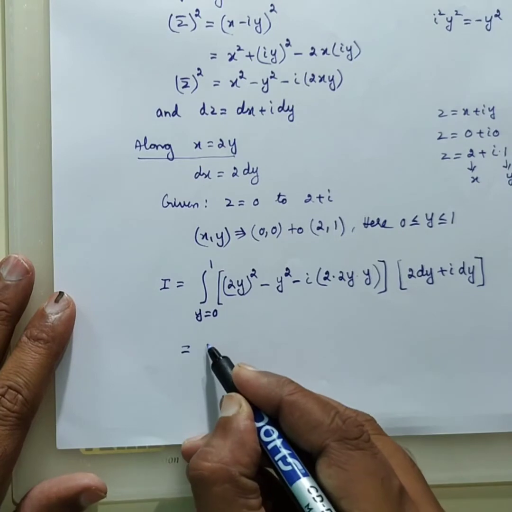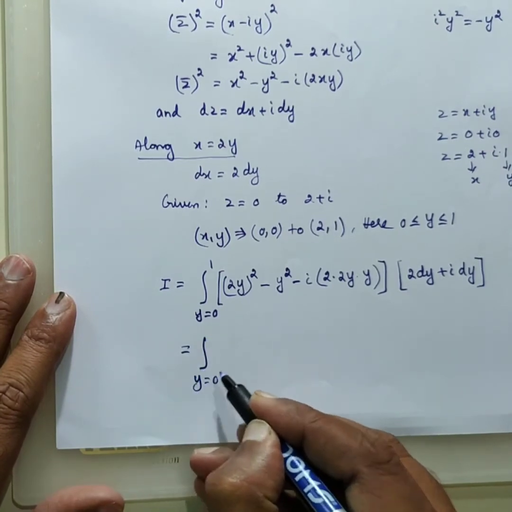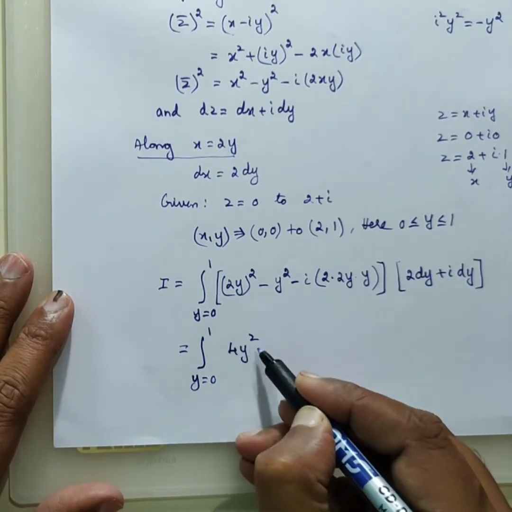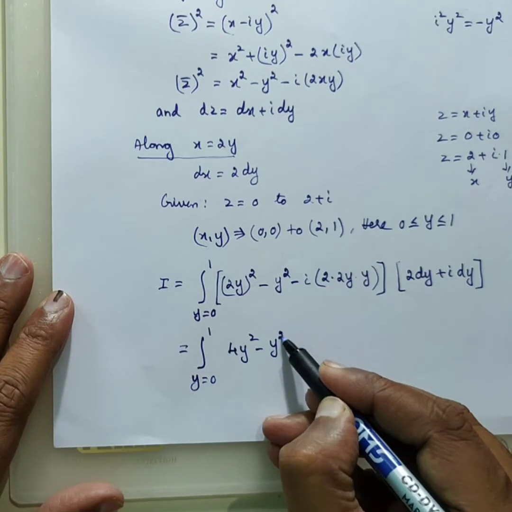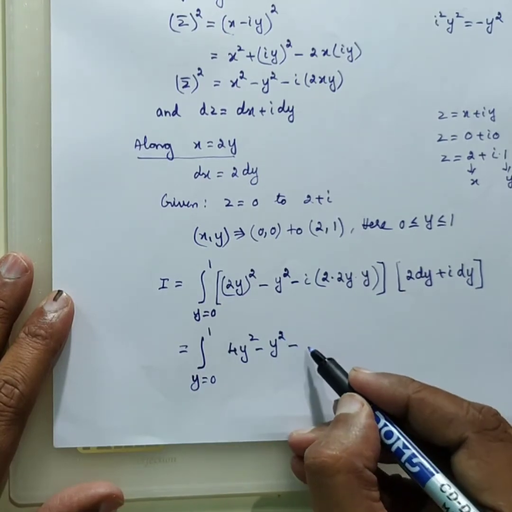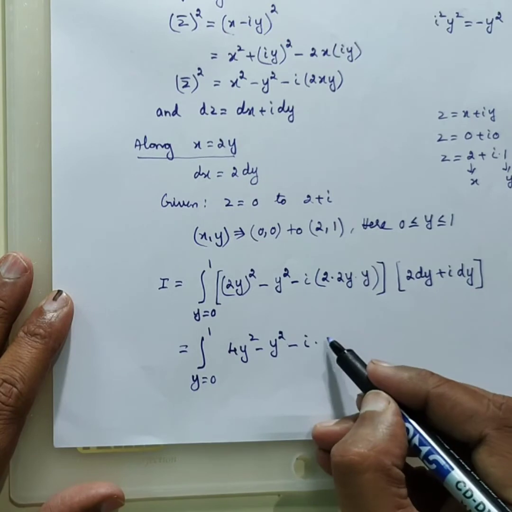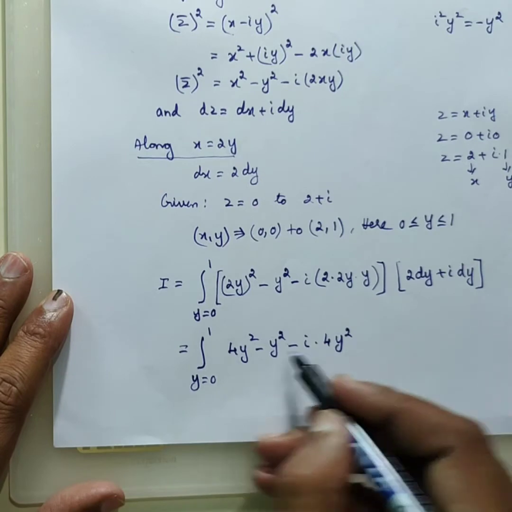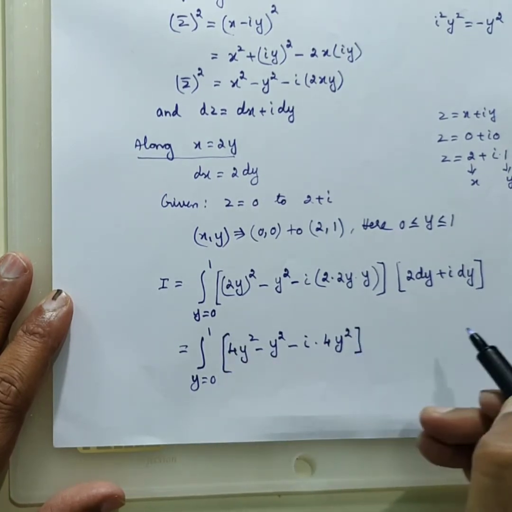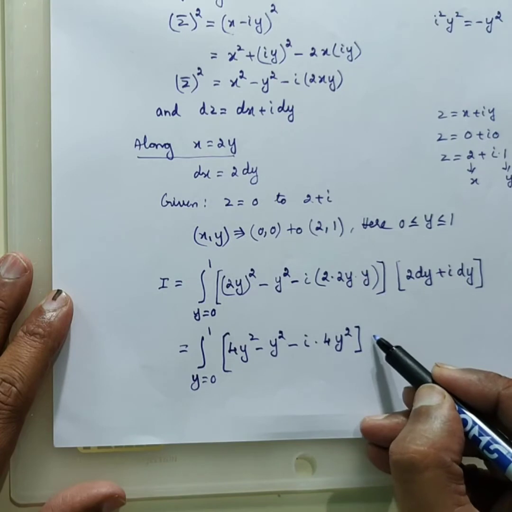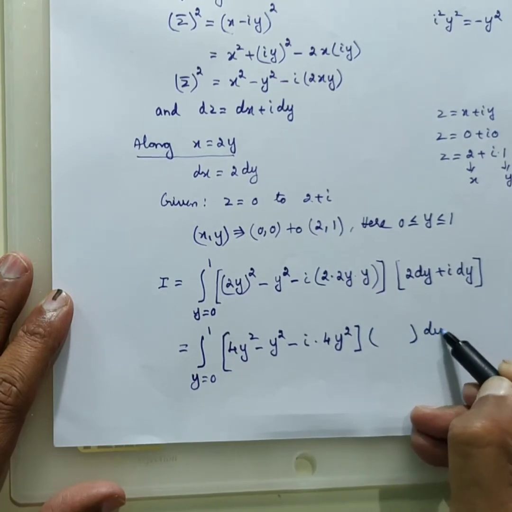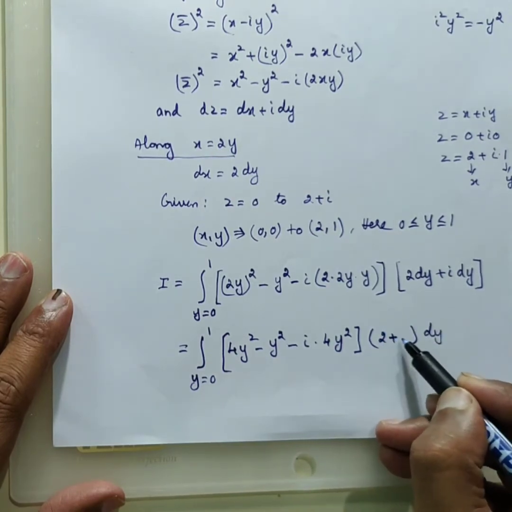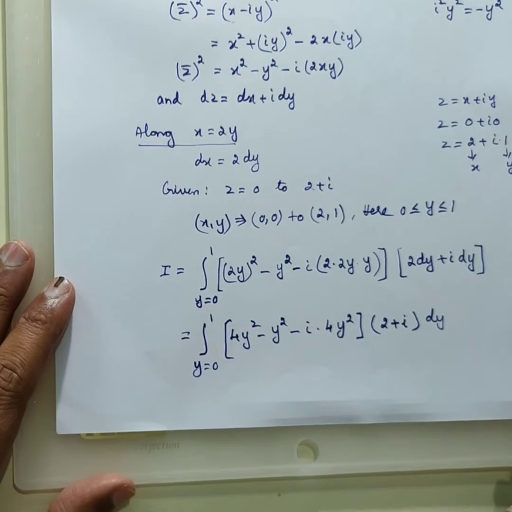So this will be equal to the integral of y from 0 to 1. If you square this, you will get 4y² minus y² minus i times, 2 times 2 is 4, y times y will be y². Here, if you observe, can I take dy as common in these two? If I take dy as common, what will be left out here? 2 plus i will be left out over here.